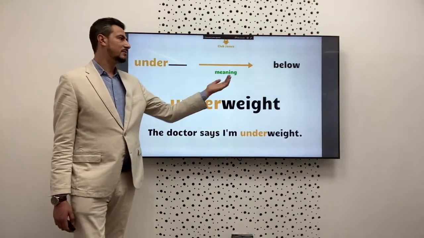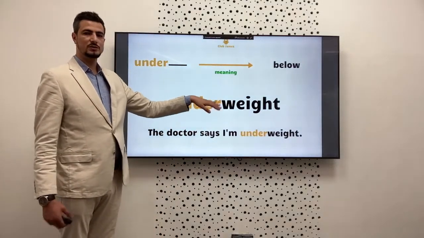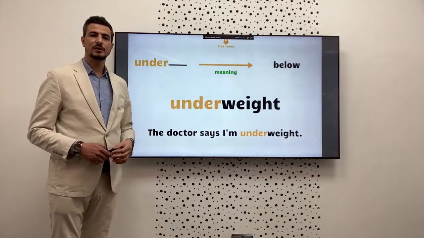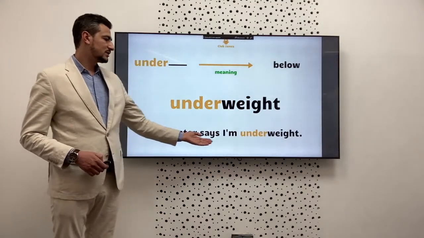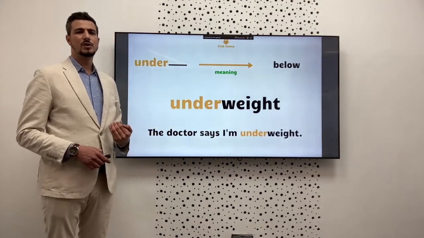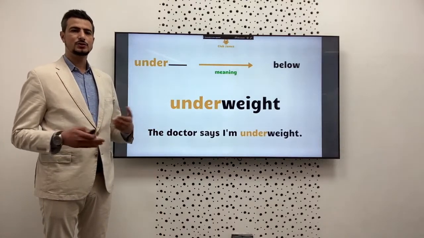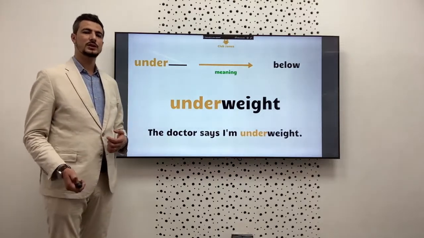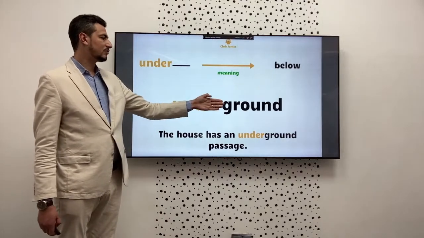Now let's move to the prefix under. Under means below. For example, weight. What is weight? The weight of a person is, I don't know, sometimes people weigh something like 80 kilograms. The doctor says I'm underweight. Underweight, which means below the normal weight. I should weigh 80 to 90, but I weigh 70, so I am, for example, underweight.